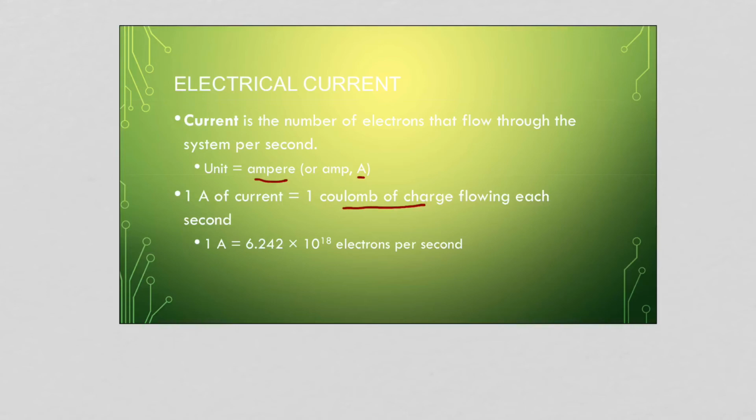Now, if we convert that into maybe a little different unit, that 1 coulomb reflects 6.242 times 10 to the 18 electrons per second. So 1 coulomb is 6.242 times 10 to the 18 electrons.